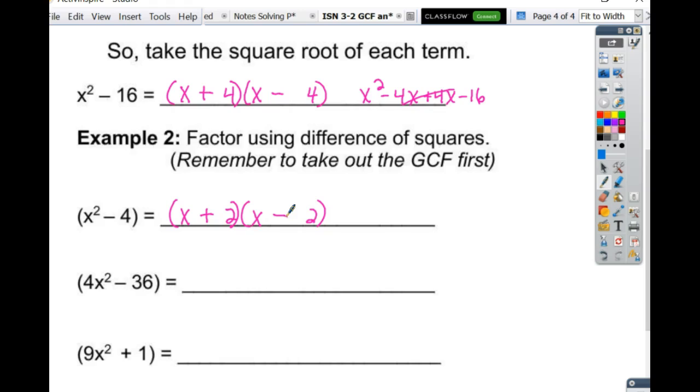On the next one, is there a greatest common factor? 4. So if I divide out the 4, I get x squared minus 9. And so now, is 9 a perfect square? It is. But don't leave out the greatest common factor. He's going to get his feelings all hurt, okay? He wants to be in the answer too. So we're going to have 4, and then we're going to have x plus 3 and x minus 3. You have to keep the greatest common factor or you get it wrong.